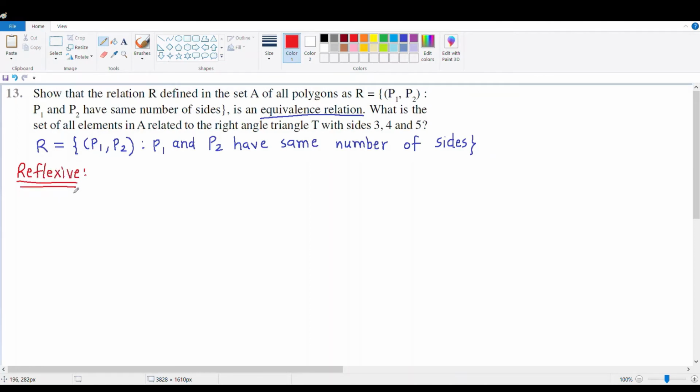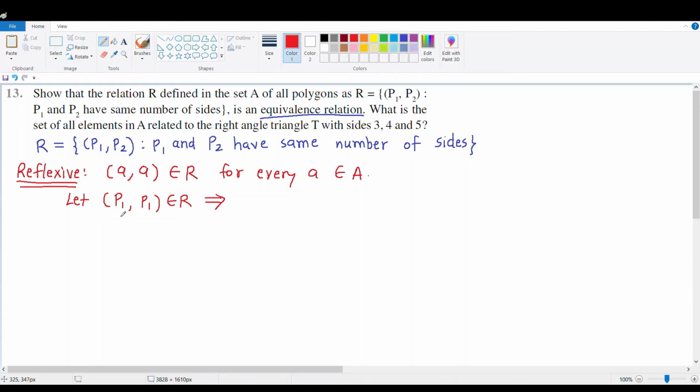Now definition of reflexive says what? That reflexive relation means you must have A comma A belongs to R for every A belongs to A. Now for this case, let P1 comma P1 belongs to R. I am taking P1 for A. So if A comma A is in R, that means P1 comma P1 must be in R.